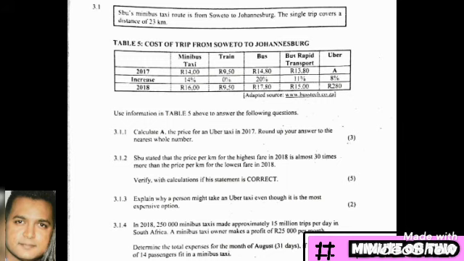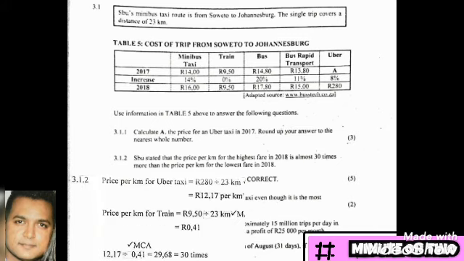3.1.2, Spoo stated that the price per kilometer for the highest fare in 2018 is almost 30 times more than the price per kilometer for the lowest fare in 2018. Verify with calculations if the statement is correct. All we need to do is look at the 2018 prices and find the highest price, which is the Uber at 280 Rand. We need to formulate it as price per kilometer. Price per kilometer means price divided by kilometer, as I told you another way of saying per is to say it is being divided. So we take 280 divided by the kilometers given at the top, which is 23, and we get 12 Rand and 17 cents per kilometer.